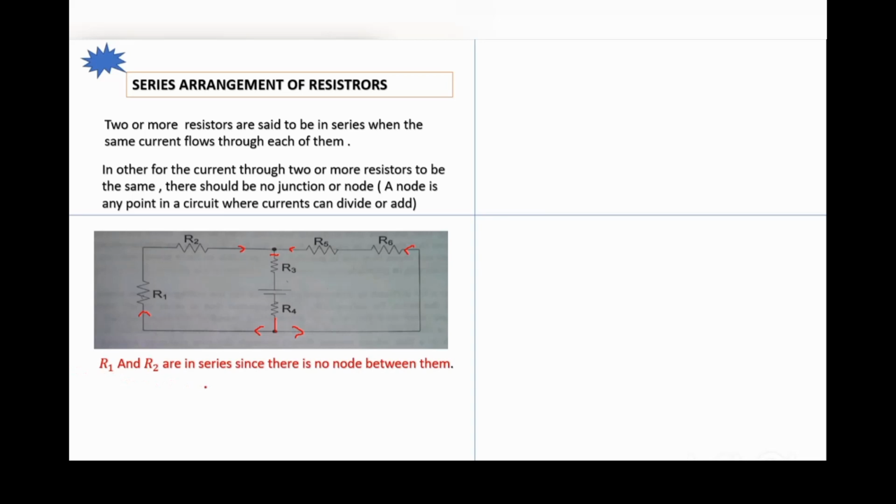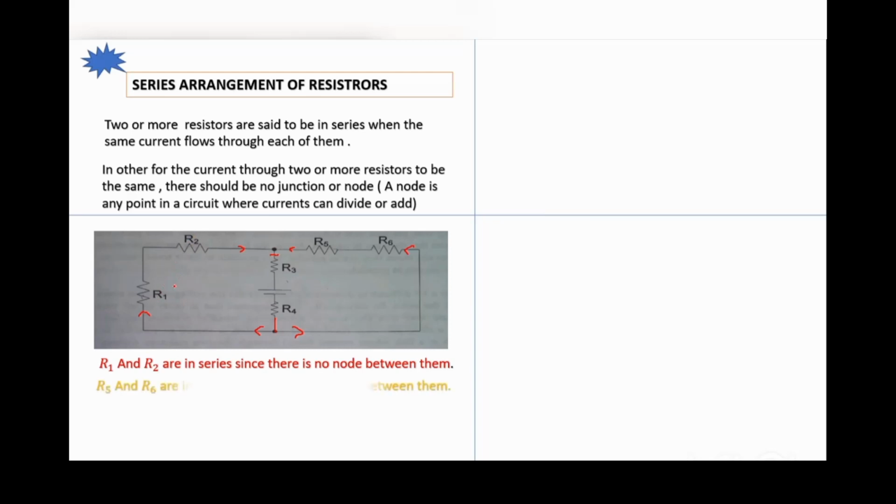Without a node, you should note that resistors are in series. When resistors are in series, they have the same current. So let's check R1 and R2. Let's see whether they have the same current flowing through them. When the current flows through this terminal and comes here, it passes through this and wants to divide and pass here. So this current is passing through this resistor, and it also passes through this resistor. Since they have the same current flowing through them, these resistors are said to be in series.